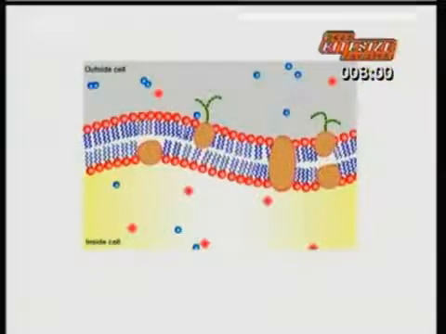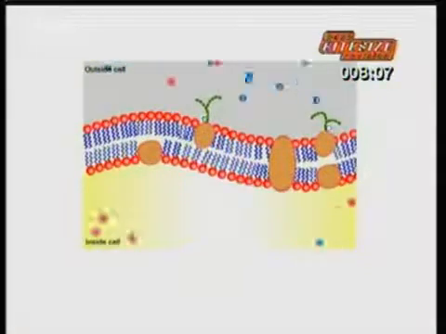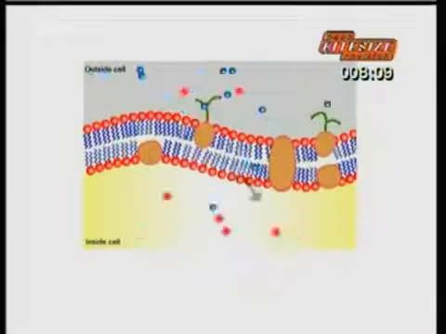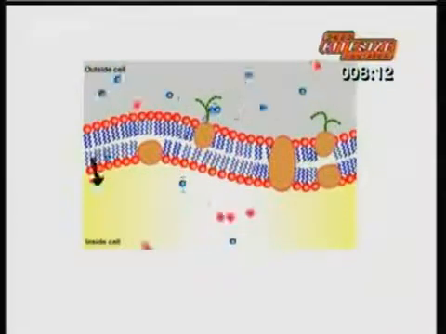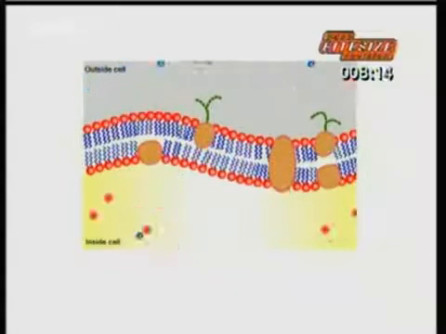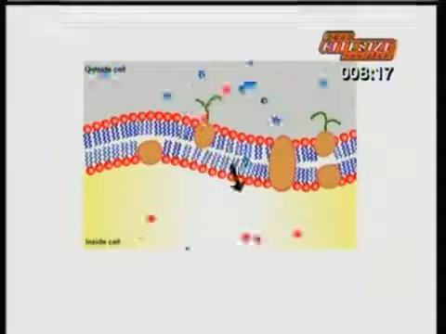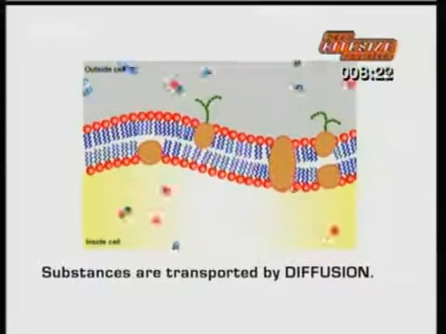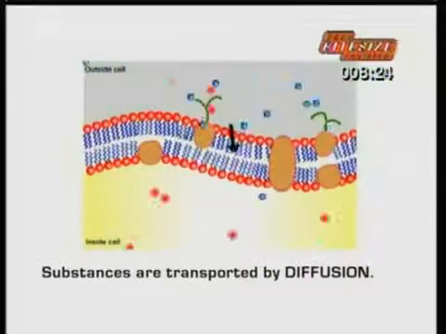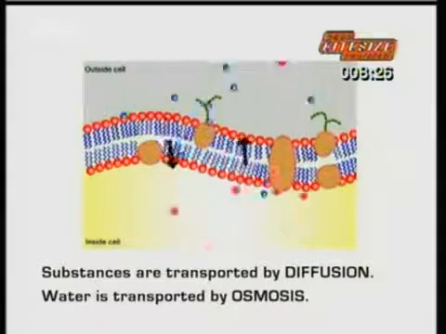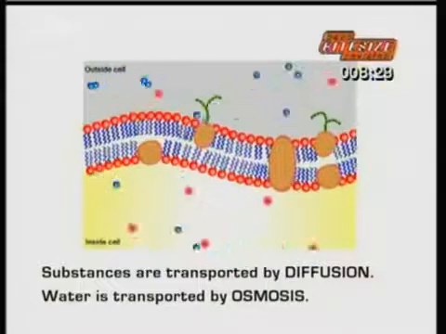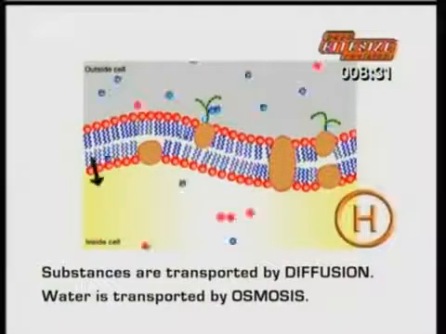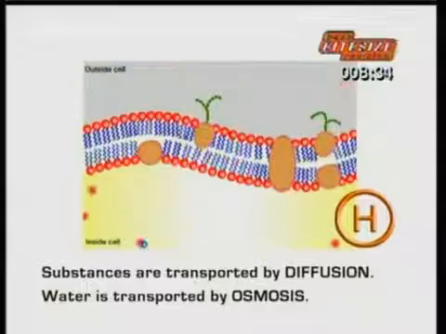But how does this work with cells? A large part of a cell and its surroundings is water, and molecules of water and dissolved substances pass in and out of the cell through the cell membrane all the time. The cell membrane is partially permeable. It allows some substances, shown in blue, to pass through, but not others, shown in red. Substances are transported across the cell membrane by diffusion, and water is transported across the cell membrane by osmosis. There's more about transport through the cell membrane in the higher tier programme.